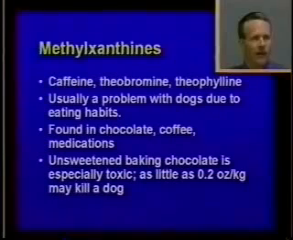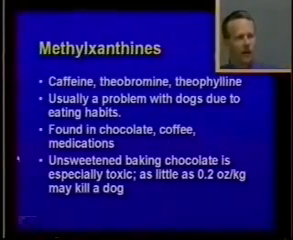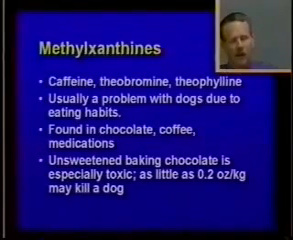Unsweetened baking chocolate, which is usually sold in 1 ounce squares, is one of the most toxic preparations of methylxanthine. Each ounce of unsweetened baking chocolate can contain 200 to 300 milligrams of theobromine, and as little as 0.2 ounces per kilogram of body weight can be lethal to a dog.